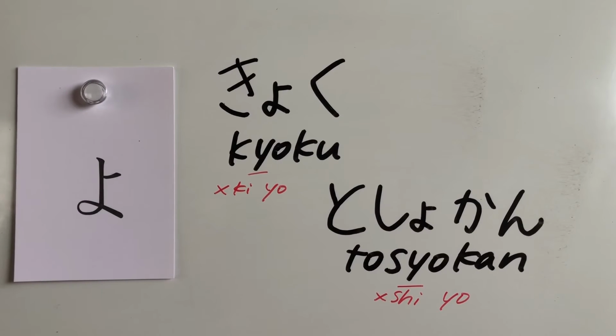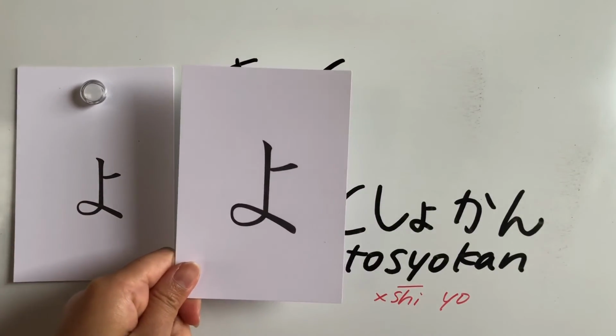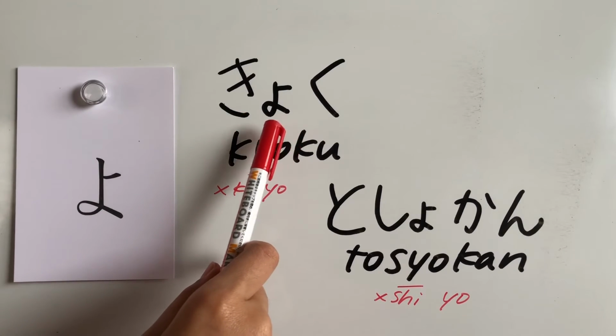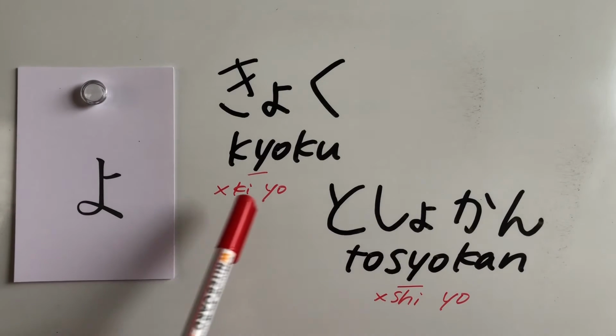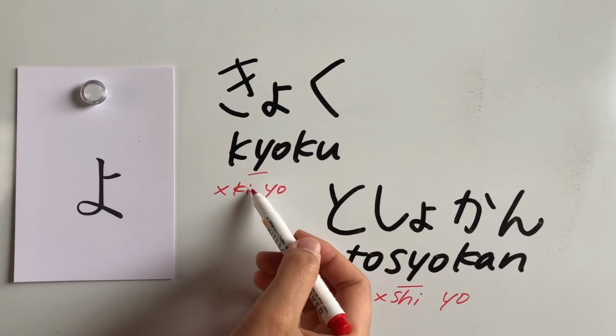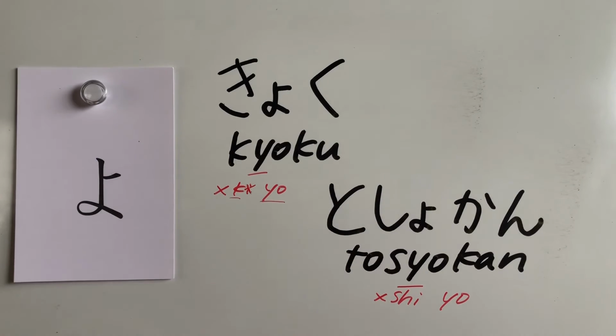And here's the last one for the small letters. For this one we have yo, right? And then this one is a small yo. Here are examples. We've got ki, small yo, ku, and same as before, we just remove this i sound from ki. And we've got just K and yo, so we say kyoku, kyoku.